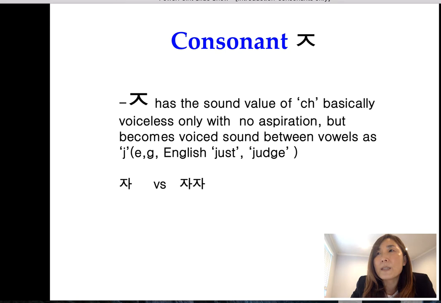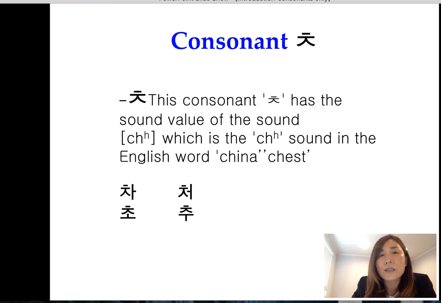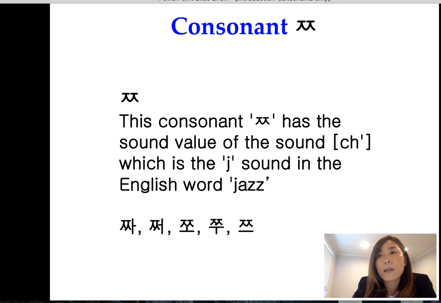Zu has the sound value of j, basically voiceless with no aspiration, but it becomes voiced between vowels, as in English judge. This consonant has the sound value of the cha sound, which is the ch sound in English words like China or chest. Please repeat after me. Cha, cha, cho, chu. Zha. This consonant has the sound value of the zha sound, as in English jazz. Zha, zha, zho, zhu, zi.